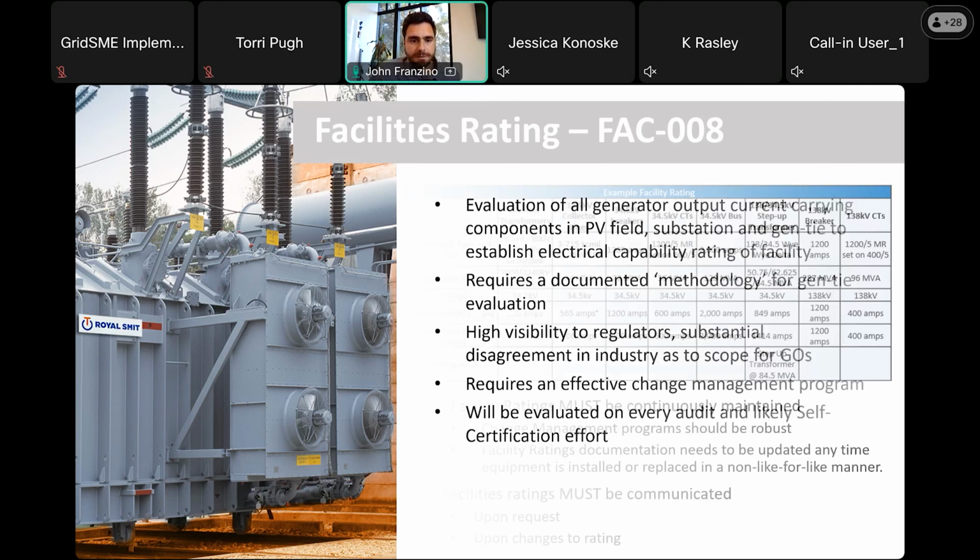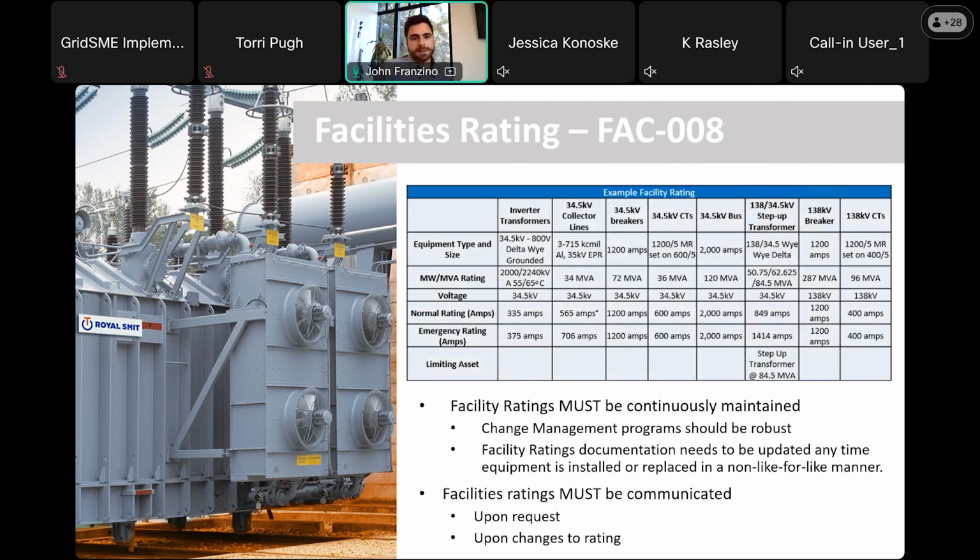So here's a real simple example, but this process first needs to start during the construction and commissioning phase of a project. And again, it's an inventorying of all current carrying elements. Anything that electrons will flow over, starting from the actual solar facility, starting actually from the modules itself, all the way up to the point of interconnection with the off-taking utility. And that has to be well documented. You must have a methodology for how you're determining and calculating the facility rating. And again, you have to identify the most limiting element.